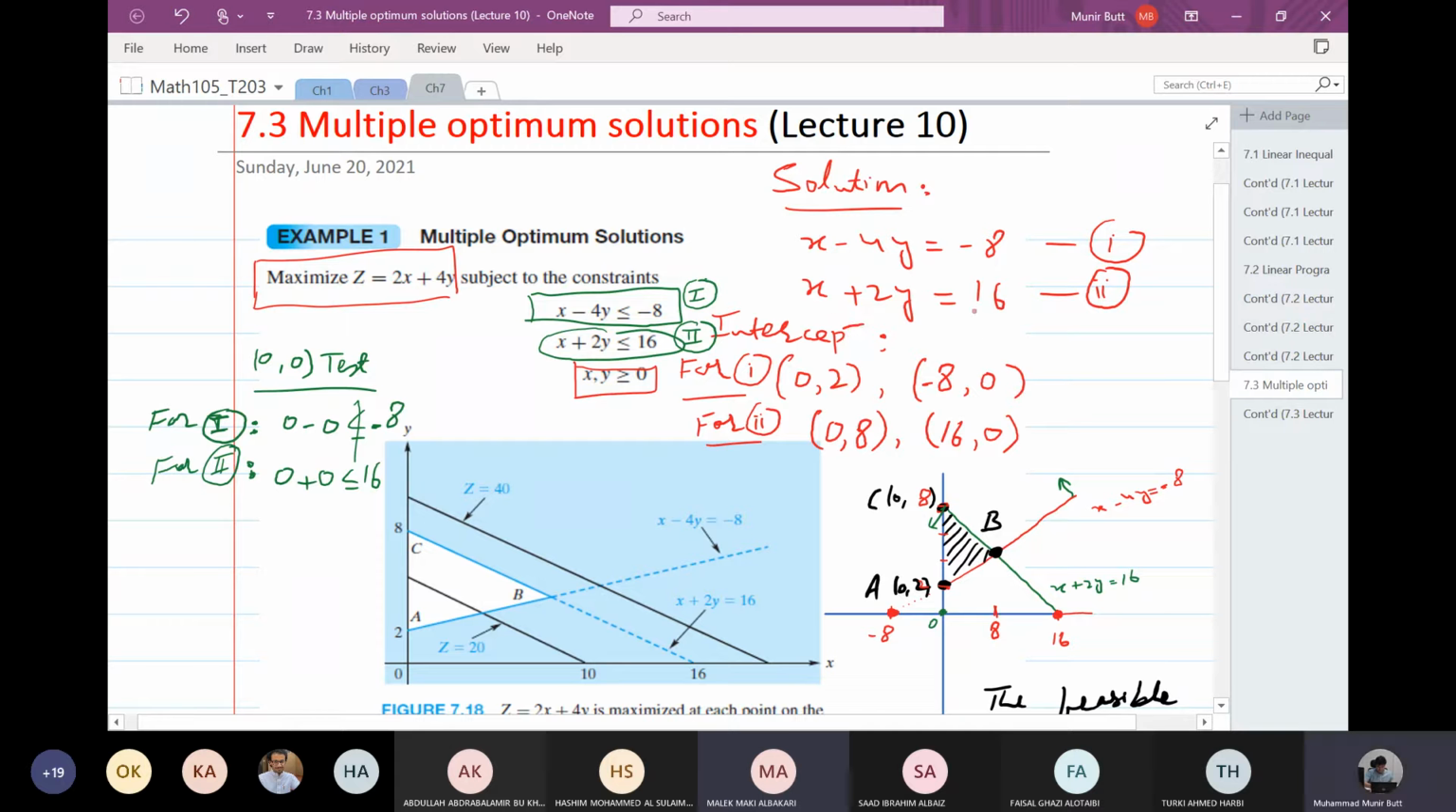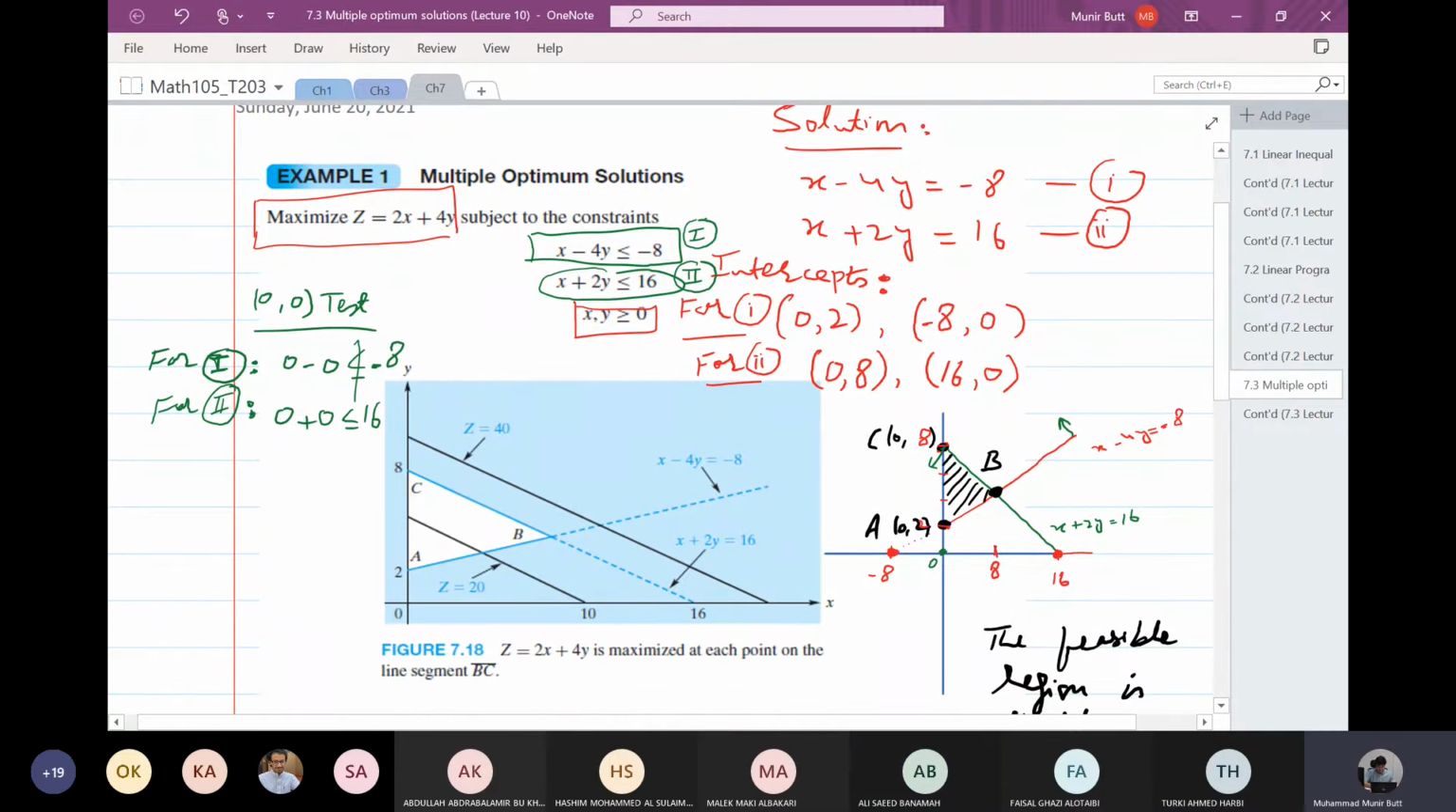Doctor, can you tell me why we do the 0 test? Just to see which side is the solution. If you don't see the 0, 0, you don't understand whether it is above the line or below the line. So how can you check?